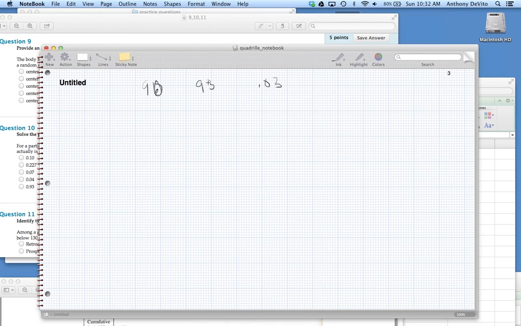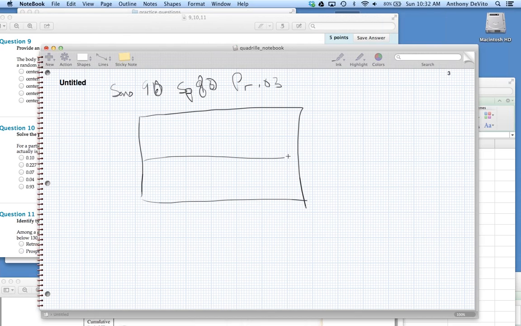I'm going to make this 90. I'm going to make this 80. This is our sensitivity. This is our specificity. And this is our prevalence right here. So I'm going to make up a crosstab box. And this is going to be test positive, test negative. This is going to be disease positive and disease negative.